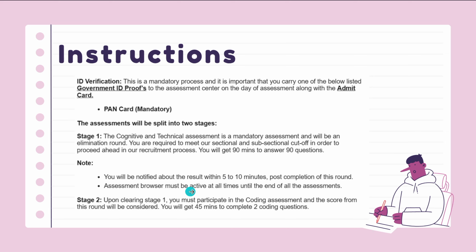The assessment browser must be active at all times until the end of all the assessments. As I told you, if you clear the cognitive and technical assessment, within 5 or 10 minutes you are going to see your result and you are eligible for the coding round. Upon clearing the first stage, you must participate in the coding assessment, and the score from that round will be considered. You will get 45 minutes to complete 2 coding questions.